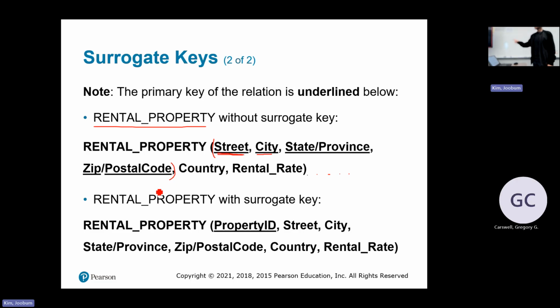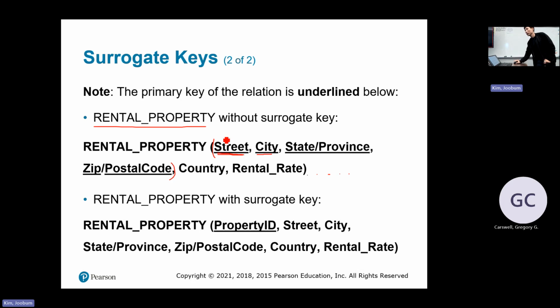Also, if you want to join with another relation, you have to write a long statement, like rental property dot street equals other relation dot street, and rental property dot city should be equal to other relation dot city. Add all conditions. It will be long. That means your SQL statement is error prone.